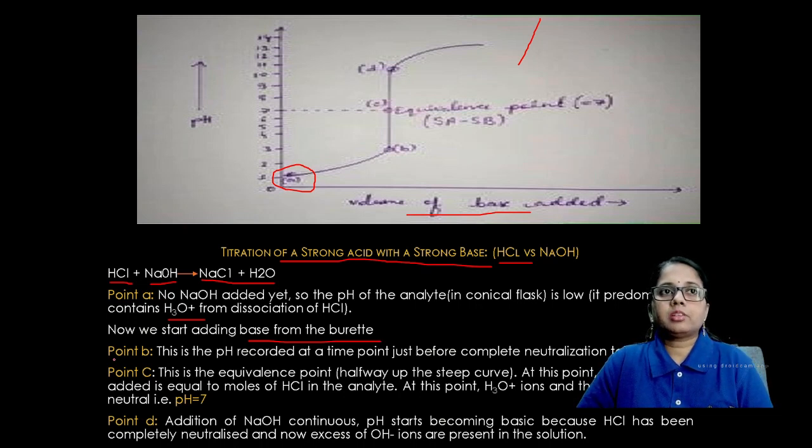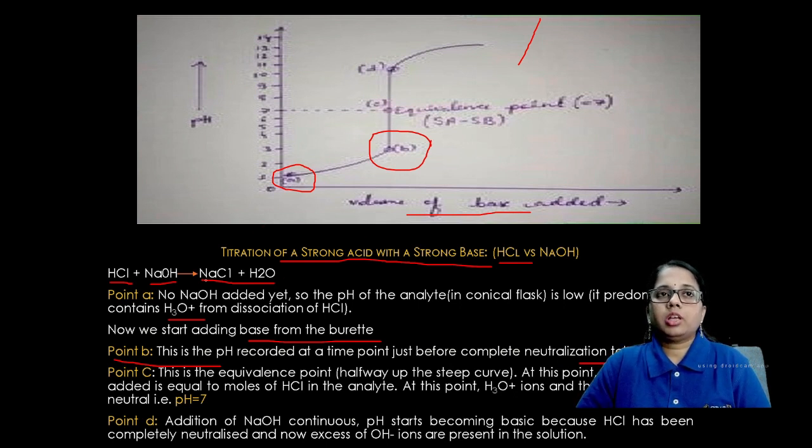Then what happens? Point B is going to come across. This is the pH recorded at a time point just before the completion of the neutralization takes place. That is point B, that means whenever the equilibrium is going to start, the pH changes are going to be slow. Here you can see the change in the pH values.